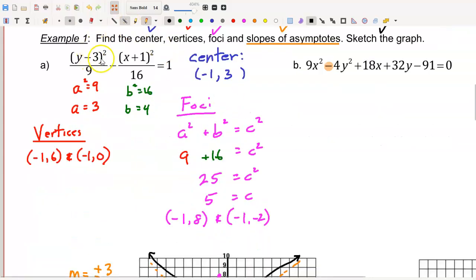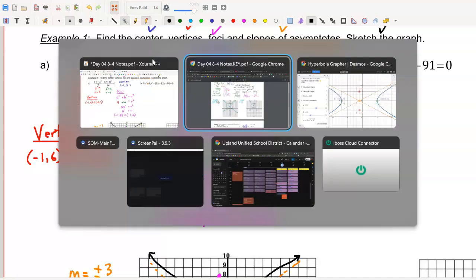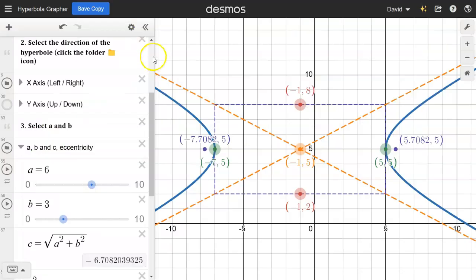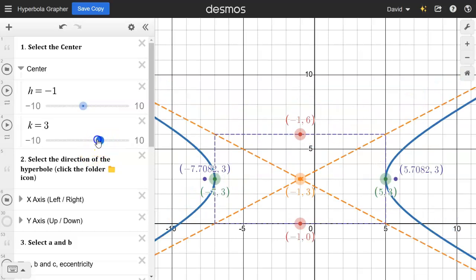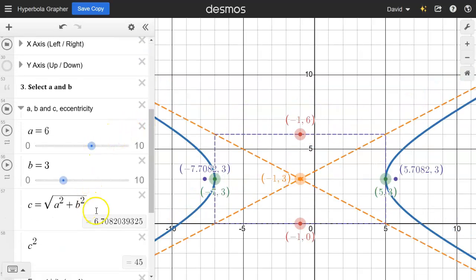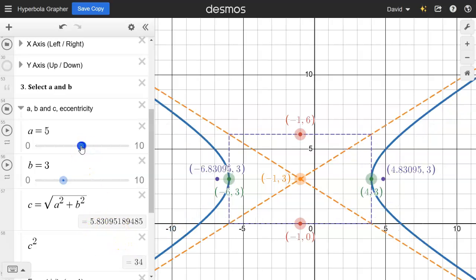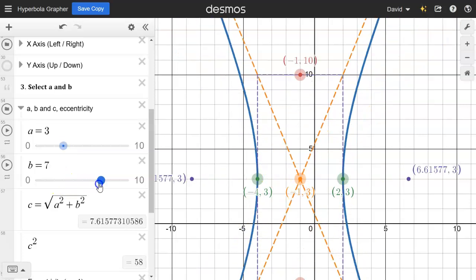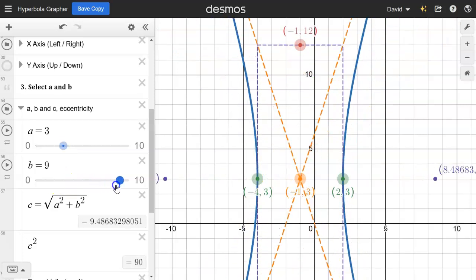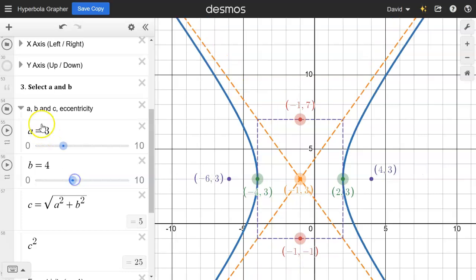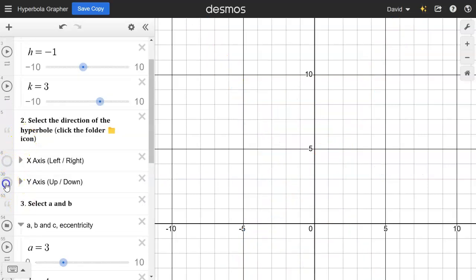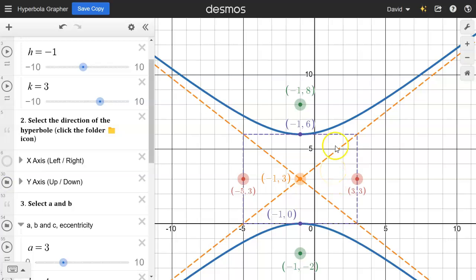But so 3, -1, and 3. So I can go up here and change this to -1 and 3. Right there. The A was what, 3? No, B was what, 4? B is 4. And it's opening up and down, so you can just click that one on, like that, and there you go. And it'll give you all the coordinates, so it actually shows what the vertice coordinates and the foci coordinates and everything is. Okay. There you go. So easy way to check.